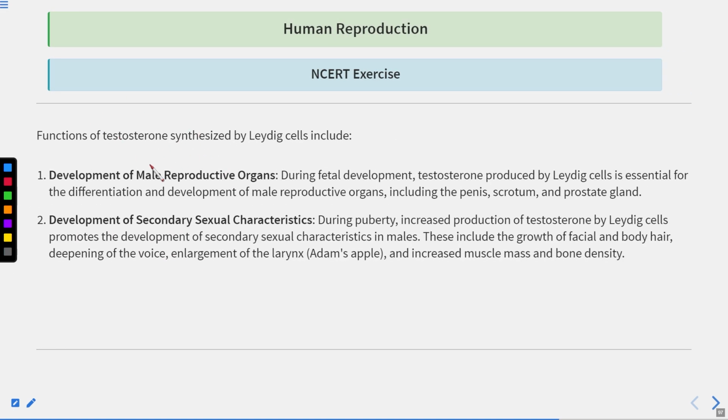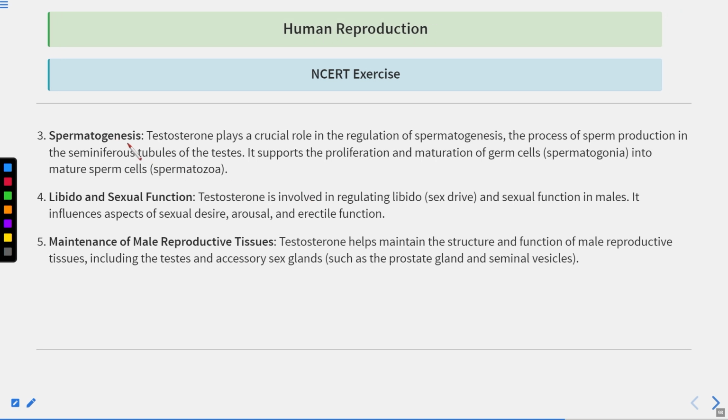Now, the function of testosterone, we already know. Development of the male reproductive organs. Clear? This we've already seen. Development of the male reproductive organs such as penis, scrotum, and prostate gland. Development of secondary sexual characters. We know what the secondary sexual characters are. These include facial and body hair, deepening of voice, enlargement of the larynx, also known as the Adam's apple, and increase in muscle mass and bone density. Then spermatogenesis, the formation of the spermatozoa.